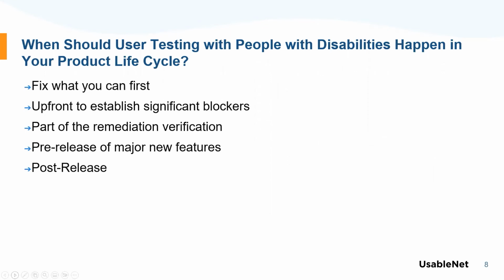Obviously, what we would recommend is that anytime you've done remediation, user testing should be part of that verification. As much as you can, use user testing before you do major releases, as part of release management. And if that's not possible, and we'll talk about some of the challenges there, make sure that you're doing post-release user testing with a disability group. Erica, maybe one of those you'd like to pull out and focus on?